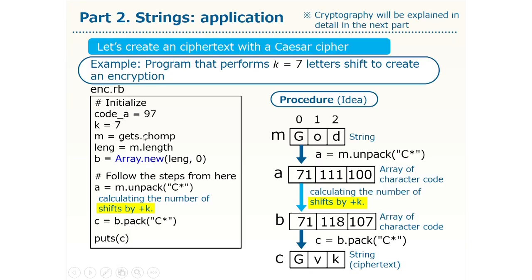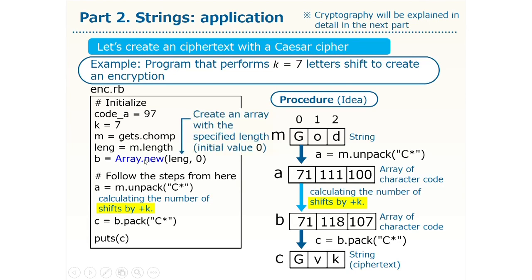Now, move on to the third line. Here we read the string that we wish to turn into a ciphertext. The command for that is gets.chomp. Okay, let's put what is read into array m. Then we can measure the length with this statement and put this length of this variable m or array m into len. In the fifth line, we prepare the array b.